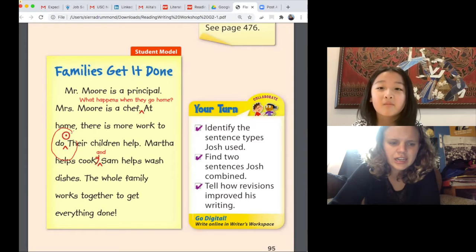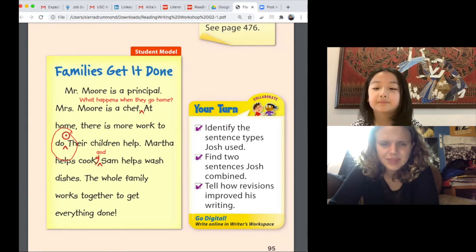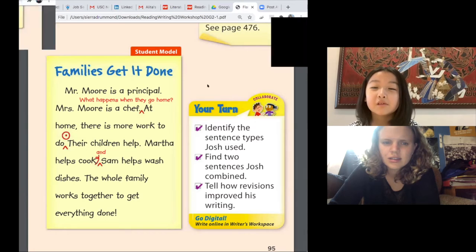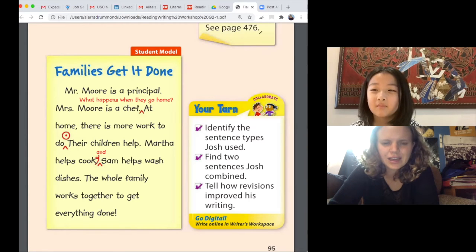What did he change here? Do and the dot. So that's add a dot, a period. Yep. Add a period. Good. Their children help. Martha helps cook, and what happened here? And, because of and. Yeah, so they added the and, they also took out the period. Good. Sam helps wash dishes. The whole family works together to get everything done.